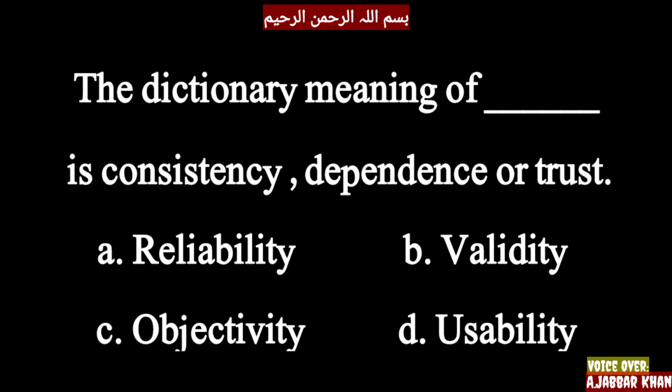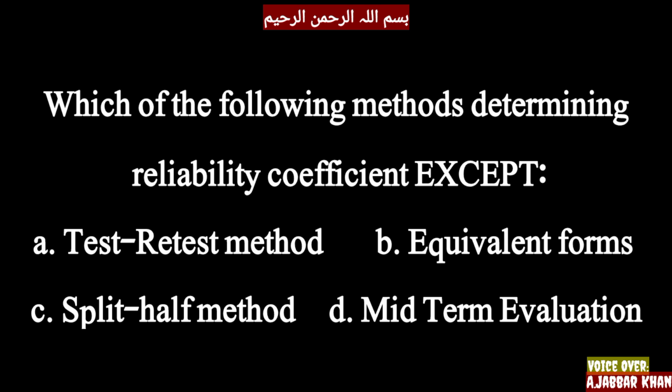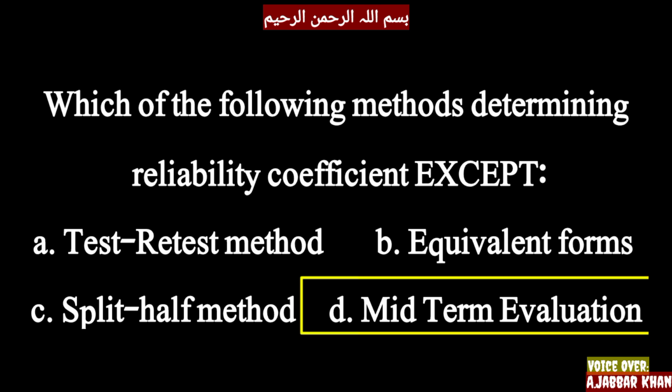The dictionary meaning of ___ is consistency, dependence or trust: reliability, validity, objectivity. The correct answer is reliability. Which of the following is not a method of determining reliability coefficient: test-retest method, equivalent forms, split-half method, midterm evaluation. The correct answer is midterm evaluation.